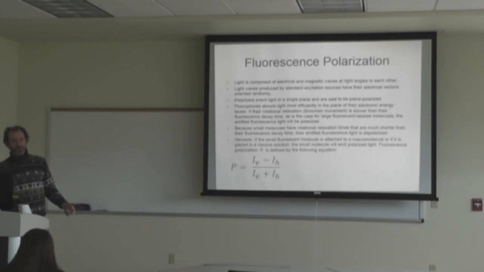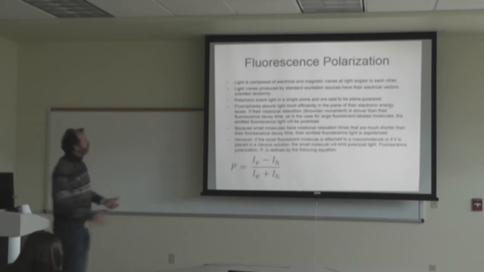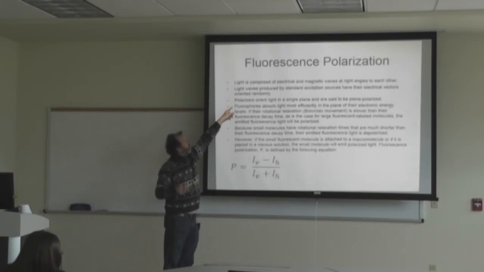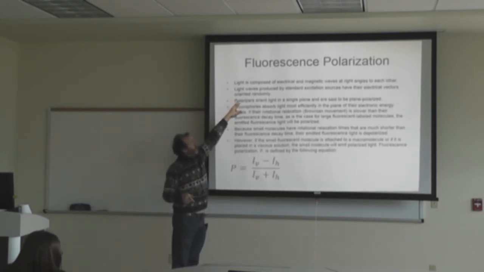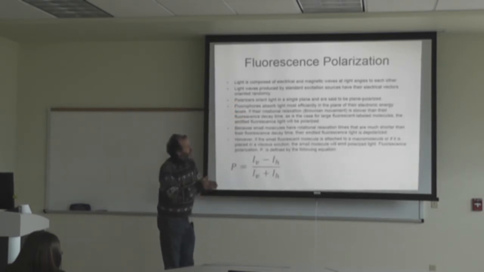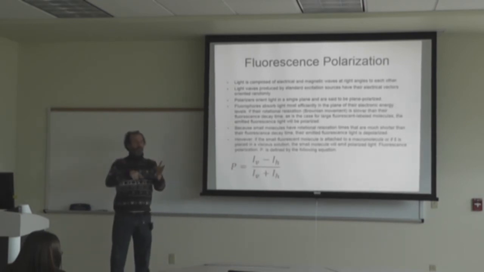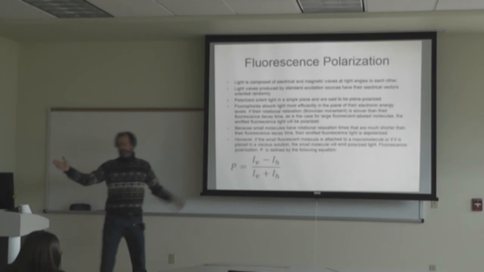From a long time ago, did I? You don't remember? So you know light's composed of electrical and magnetic waves at right angles to each other. So light waves produced by standard excitation will produce these vectors and they're not oriented at all. So you'll randomly have vectors.